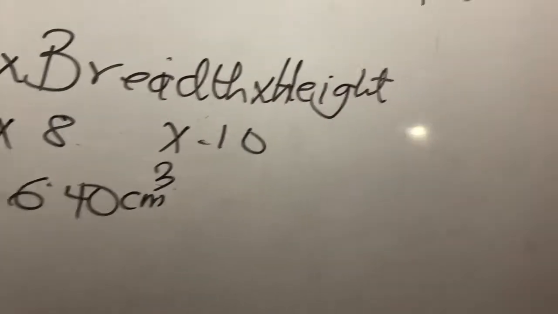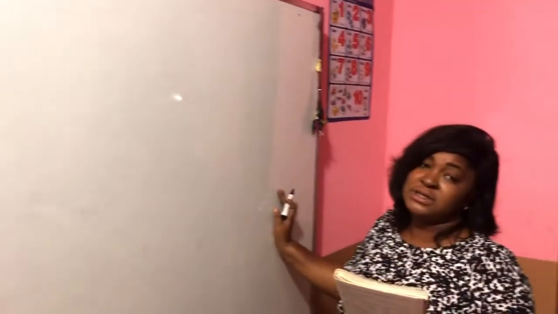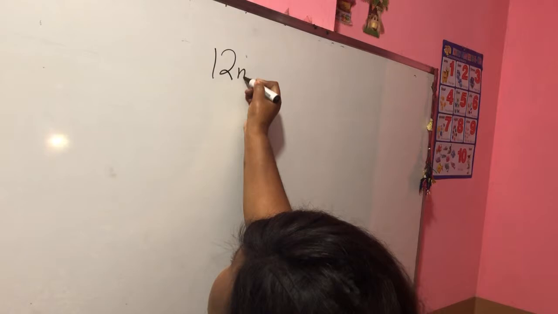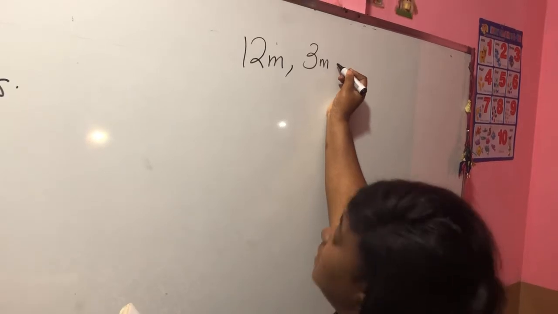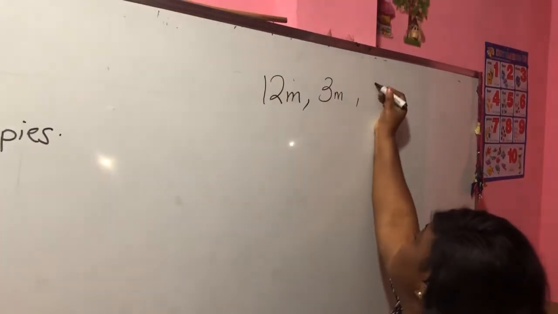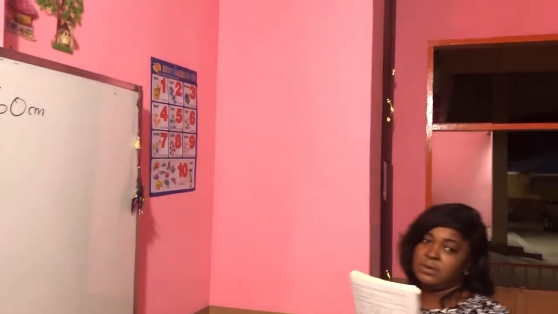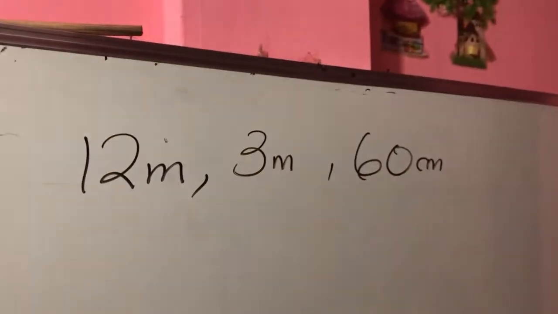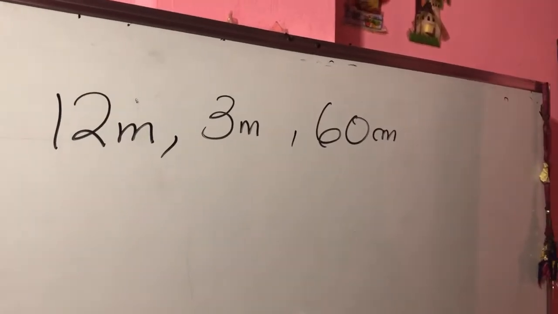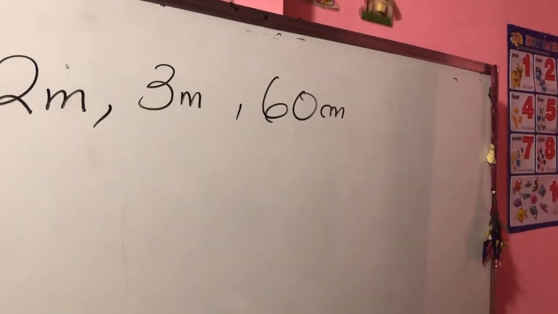Okay, quickly to the next question. A pit with a rectangular floor is 12 meters long, 3 meters wide, and 60 centimeters deep. Pay attention to the measurement. Find its volume. So it is 12 meters long, which is the length. It is 3 meters wide, which is the breadth. And it is 60 centimeters deep, which is the height.